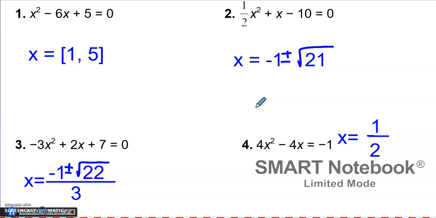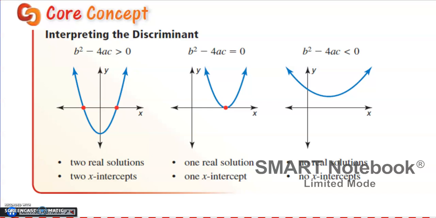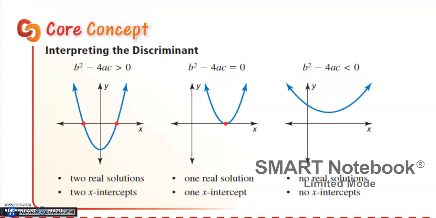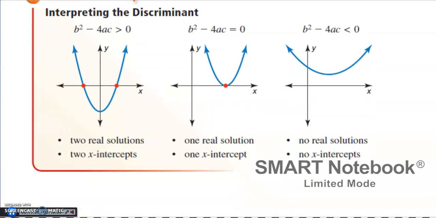We're going to bring back the discriminant. So, interpreting the discriminant. Okay, please pause the video, copy down the notes, and then be ready to hear them in just a moment while I try to adjust this. Okay, so when we look at the discriminant, the discriminant is underneath the radical.